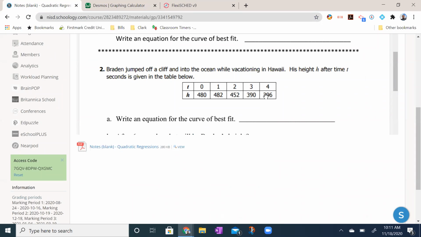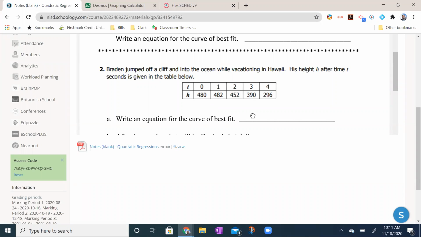Okay, so look at time 0, that's when he's on the cliff, right? Look how high he is already, 480, right? So then if you go 1 second later, he's 482. How is he higher than when he started? And then the numbers start to go down. So he's jumping off a cliff, right? Anybody know? Well, that's because he jumped, right? So he jumped right off. So a little bit higher. I guess he has like about a 2-foot jump there. And then he started falling.